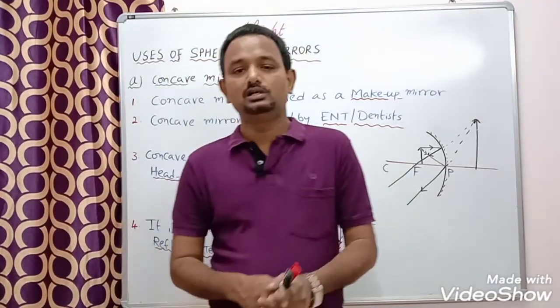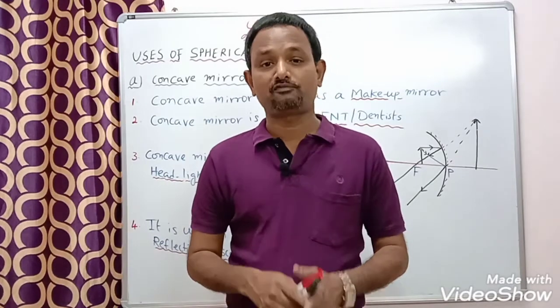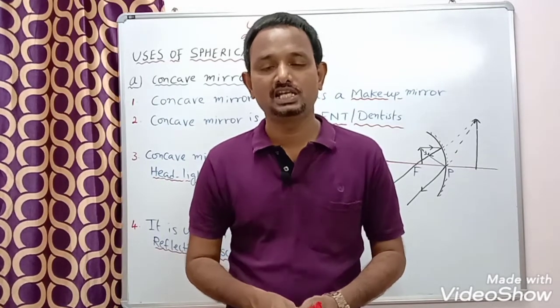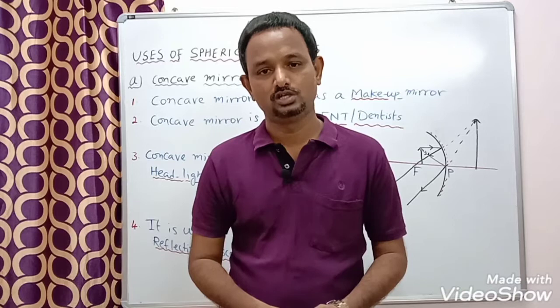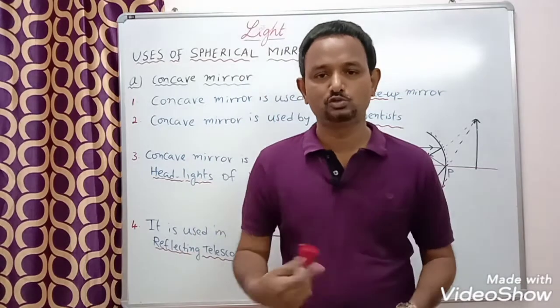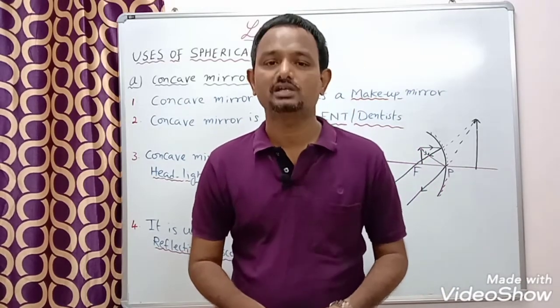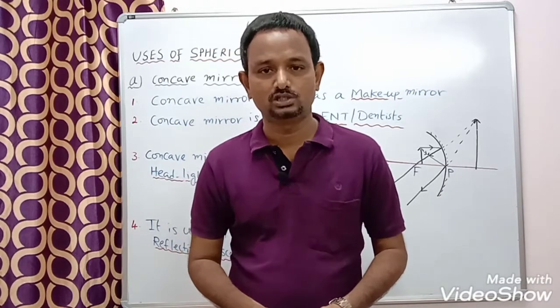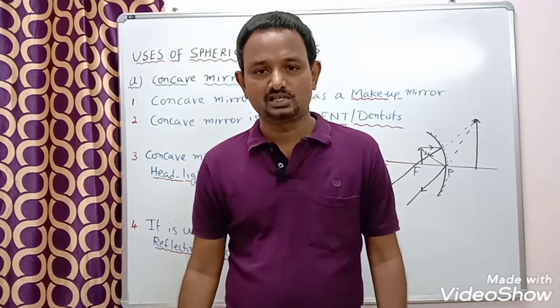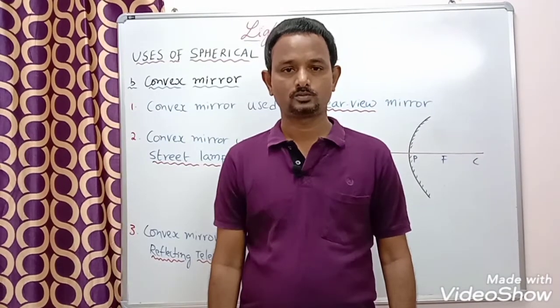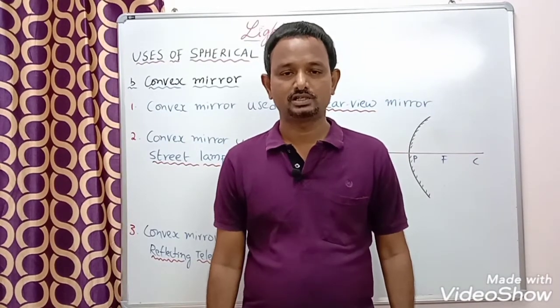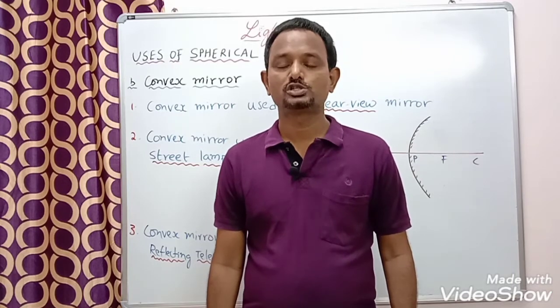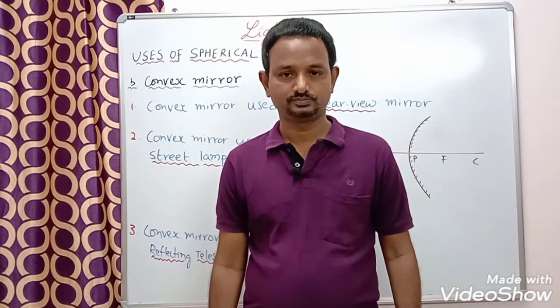And next we will use concave mirror in reflecting telescope, especially in Cassegrain telescope. Not only concave mirror, we use both concave and convex mirror in reflecting telescope. Next, I will discuss about uses of convex mirror. Students, now we will discuss about uses of convex mirror.